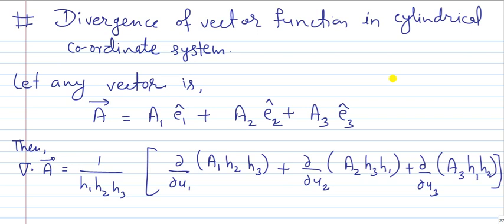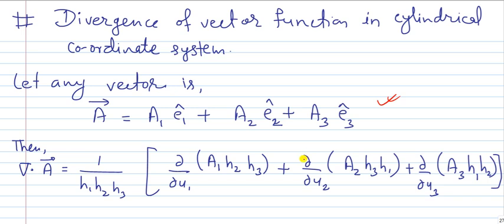Divergence of the vector function. So let we have any vector A equal to, here we do not write i cap, j cap, k cap, because i cap, j cap, k cap is generally for the Cartesian system, but now it's for the general coordinate system. So a1 e1 cap, a2 e2 cap, a3 e3 cap.